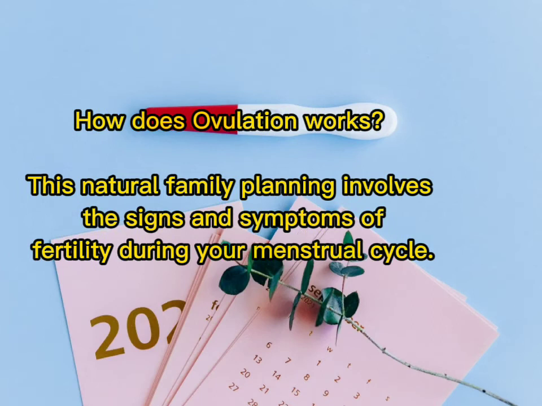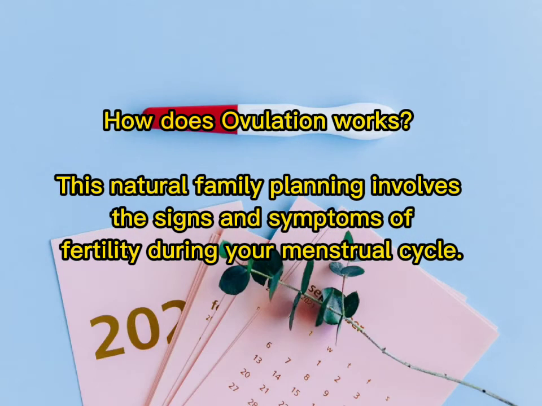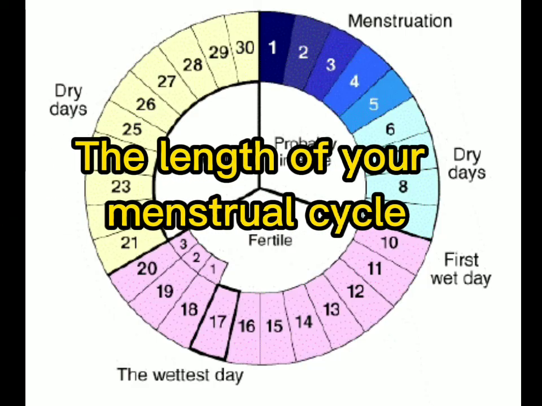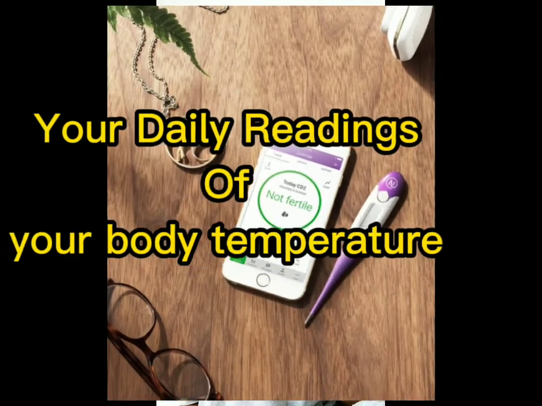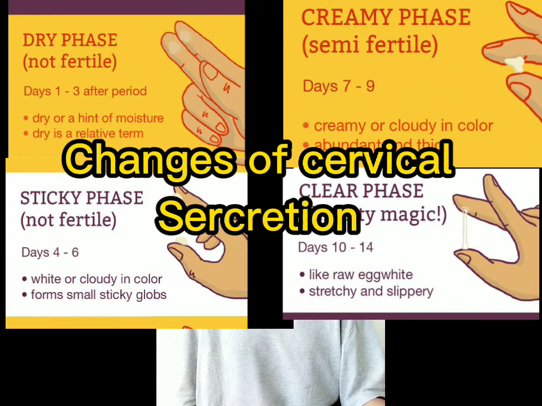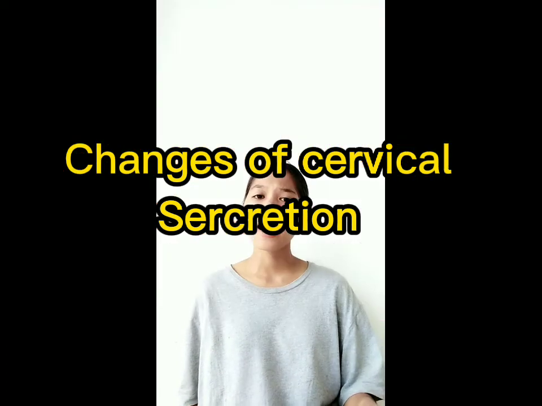Now, how does ovulation method works? This natural family planning involves identifying the signs and symptoms of fertility during your menstrual cycle so you can plan or avoid pregnancy. There are 3 different fertility signals that you need to monitor and record for a natural family planning, and these are the length of your menstrual cycle, your daily body temperature, and the changes of your cervical secretion.